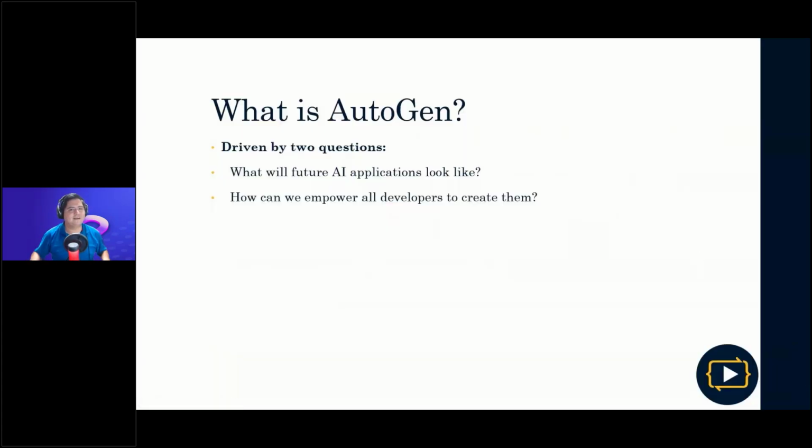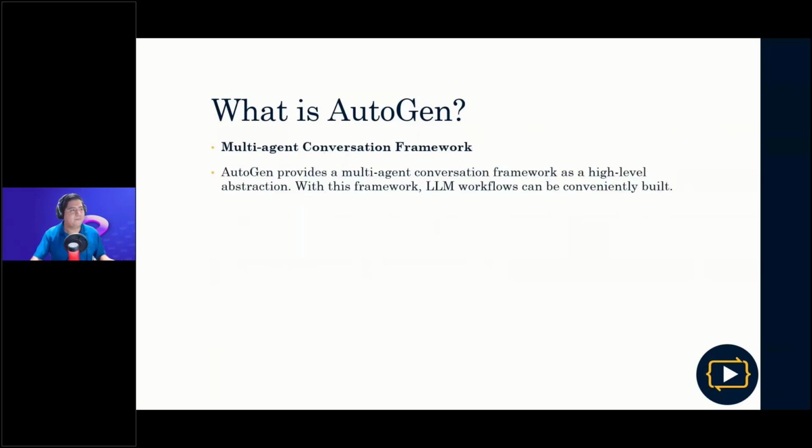And we're going to start analyzing what is AutoGen, because AutoGen and AutoGen Studio are different things. AutoGen is basically the main framework that was created by two questions: what will the future AI applications look like, and how can we empower all developers to create them? Basically, these were the questions that the authors of AutoGen based on to create this wonderful tool.